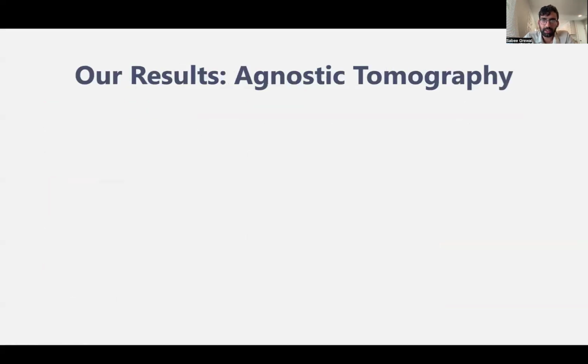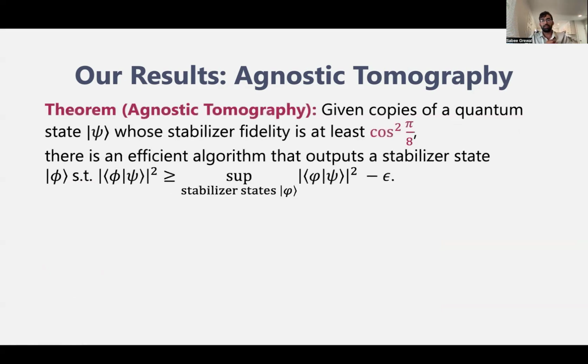And then the last result I'll mention is this agnostic tomography result. Here we're given copies of a quantum state psi, and we're promised that the stabilizer fidelity of the state is at least cosine squared pi over 8. We show there's an efficient algorithm that outputs a stabilizer state phi that witnesses this fidelity. In particular, the fidelity between our output phi and the input state will be within an epsilon of the optimal fidelity, within an epsilon of the stabilizer fidelity.